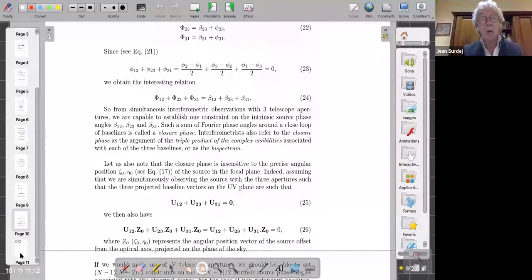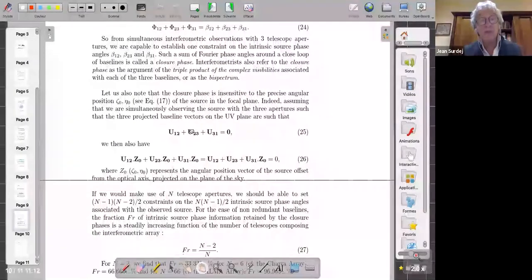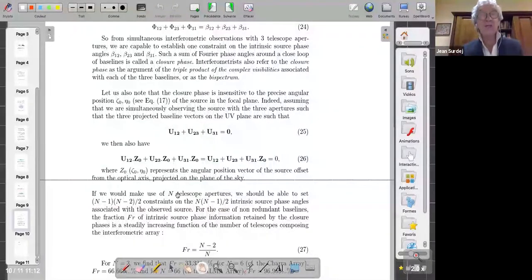Okay, now maybe just here below, something interesting. So I just said now we made use of three telescopes. What about if you are making use of n telescope apertures? Well, in that case, you could show that if you use n telescope apertures, instead of setting one constraint, because with three telescope apertures you only set one constraint, when using n telescope apertures simultaneously, you may set n minus 1 times n minus 2 divided by 2 constraints.